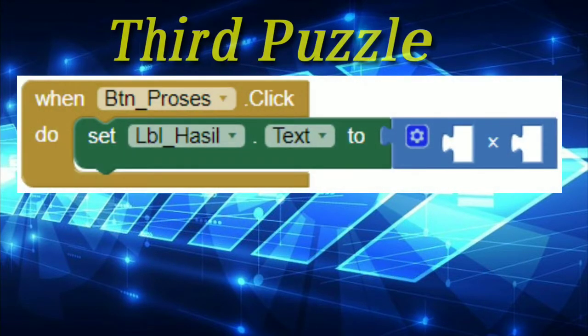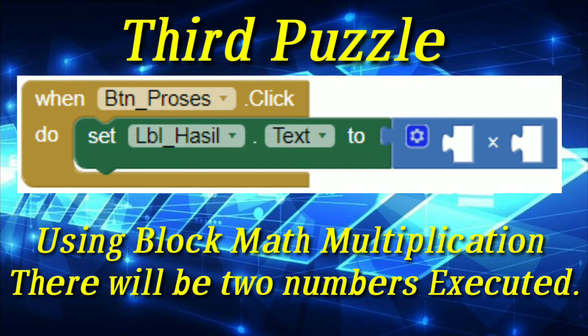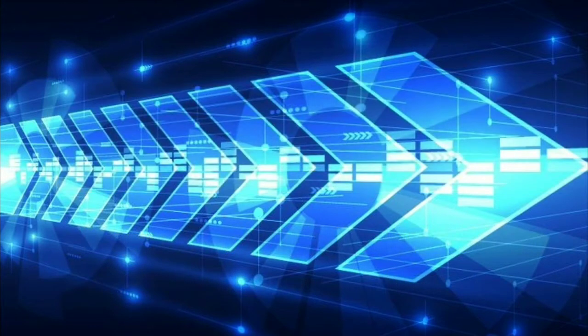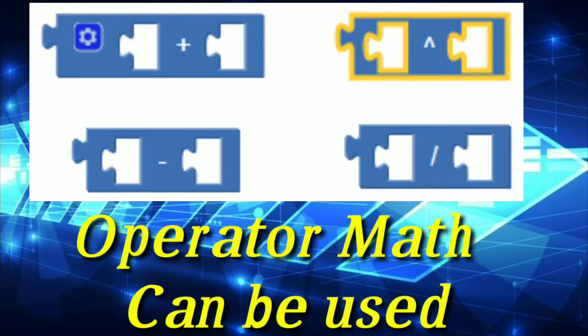The third puzzle is to insert the multiplication operator puzzle found in the math blocks. Many operators can be used in math. When we use a math operator, there must be at least two objects to be executed, and it can also be more. A math operator cannot stand alone; there must be a matching puzzle. In this case, the multiplication operator is attached to the result label. Here are some examples of math operators that can be used, of course depending on the case studies that you will use.